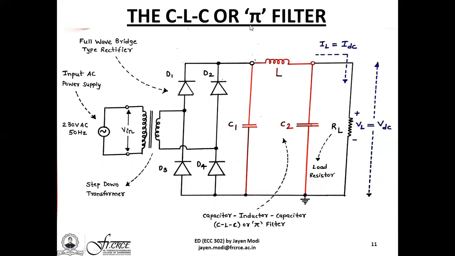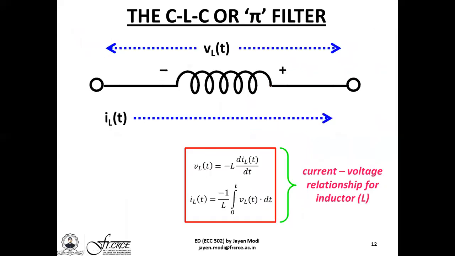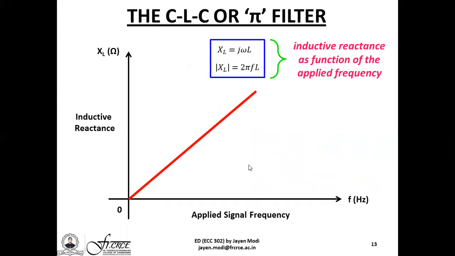Looking at the operation, we had already seen the actual behavior of an inductor wherein the voltage was proportional to the rate of change of current through it. And we had seen also that the inductive reactance XL is a linear function of the applied signal frequency F, because mod XL is equal to 2 pi FL.